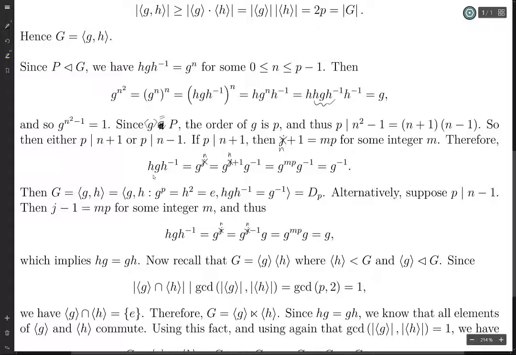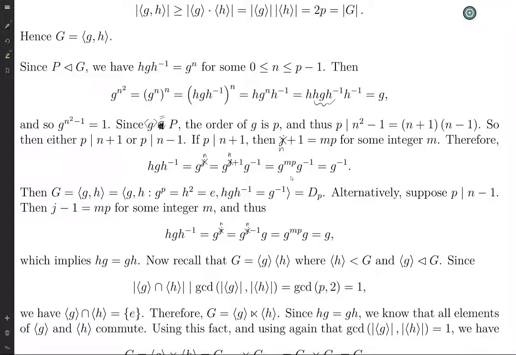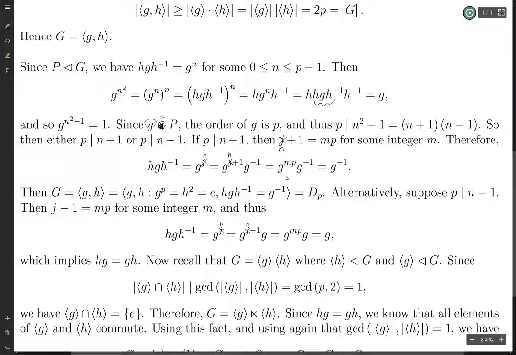HGH inverse is g to the n, and then that's g to the n plus 1 times g to the minus 1, because that's just exponents. But we can replace n plus 1 with mp, and g to the mp is, well, g to the p is 1, so you could think of this as g to the p, that whole thing to the power of m, which is just 1 to the power of m, which is 1. Anyway, however you want to think about it, this cancels out and we just get g inverse. So HGH inverse equals g inverse.